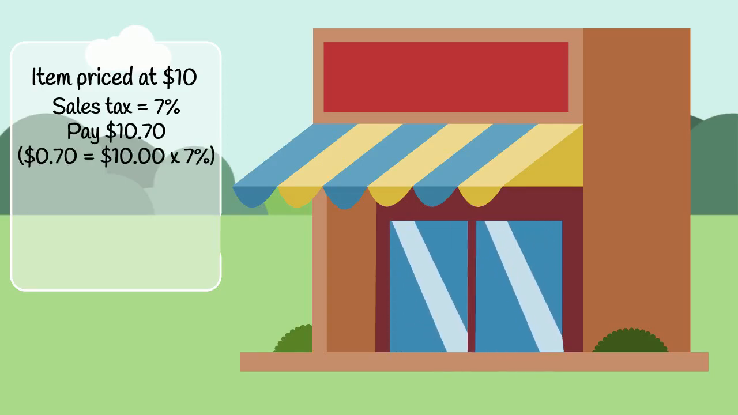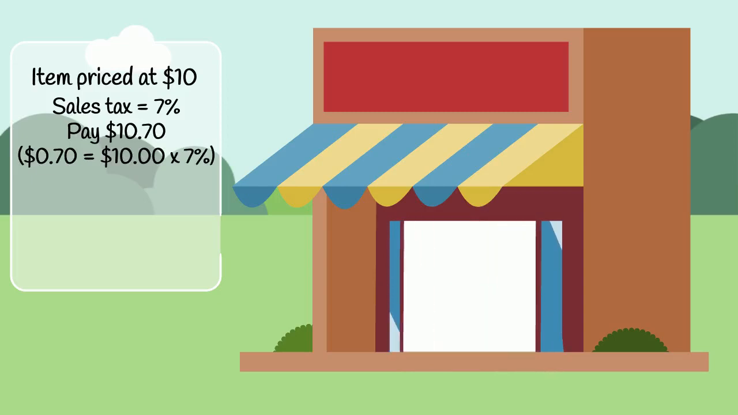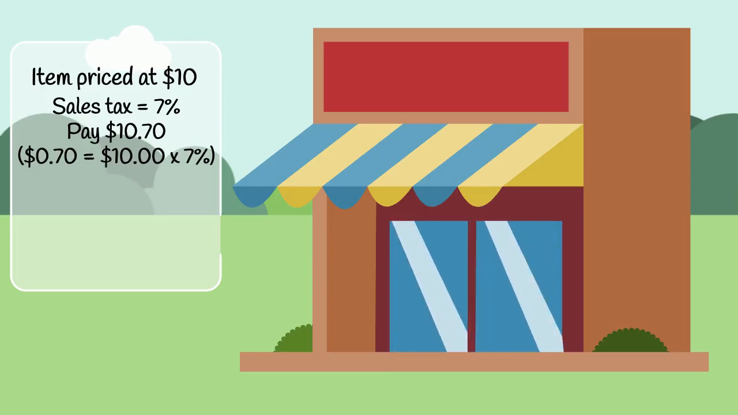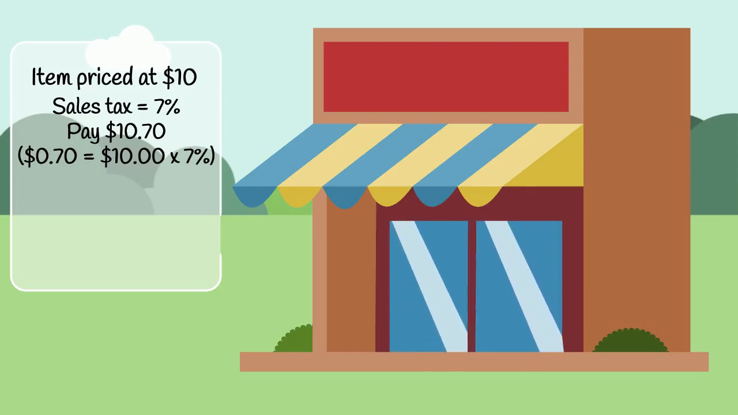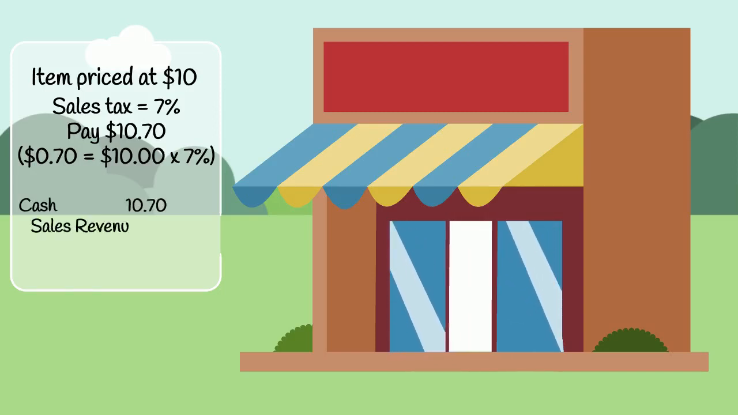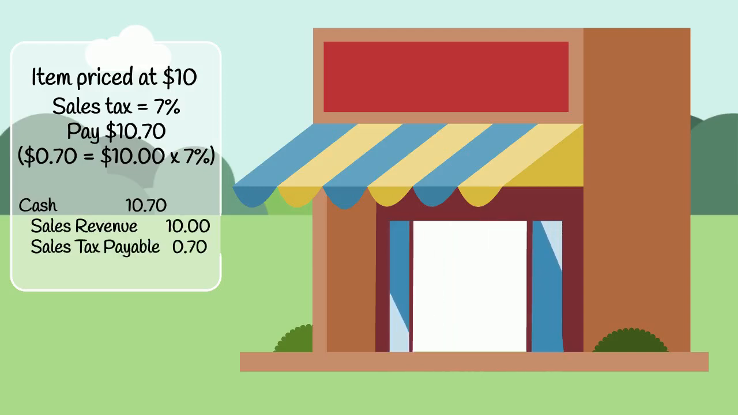This sales tax is collected by the business you purchased the item from, but it is not theirs to keep. They are collecting it for a government agency and then sending it to them. That 70 cents will go into a current liability account and will then be paid to the government agency once a month. The entry for that sale would include a debit to cash for $10.70, a credit to sales revenue for $10, and a credit to sales tax payable for 70 cents.